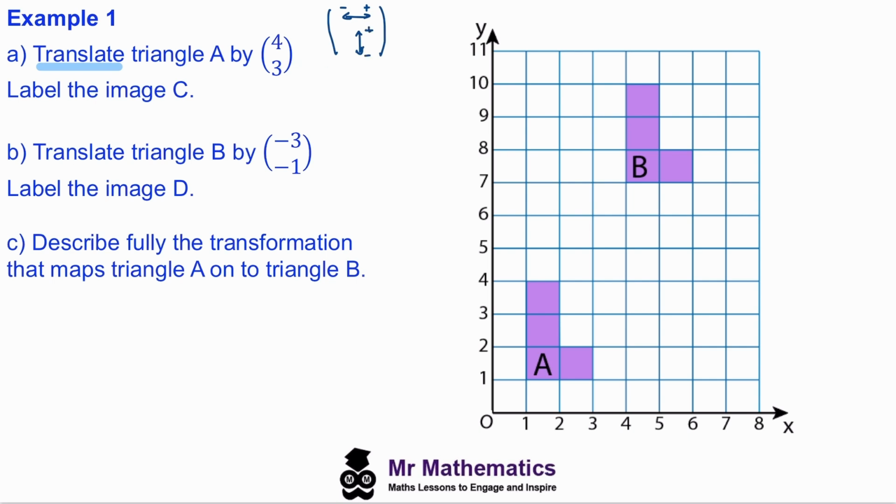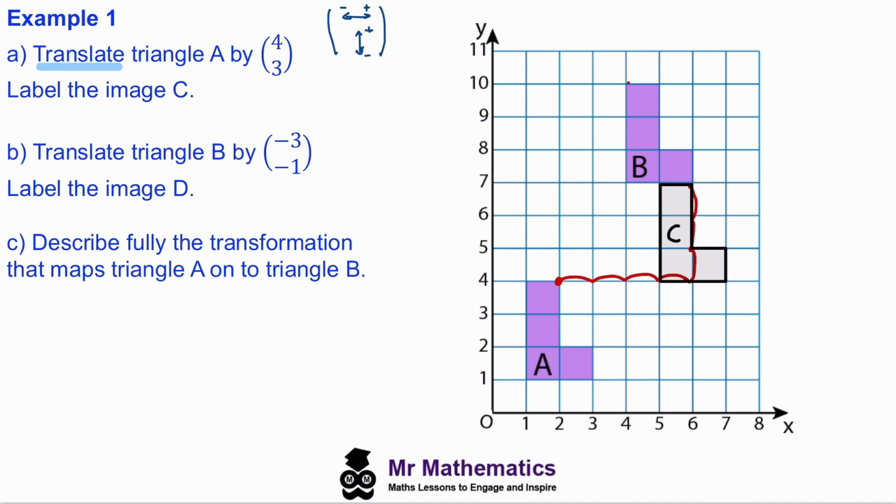Okay? So the way we do this, we pick a vertex on the object, any vertex we like, and then we move this vertex 4 units to the right, so 1, 2, 3, and 4, and then we move it 3 units vertically upwards, so 1, 2, and 3. So we'll redraw this object, and then we get our translated image, and we'll label this image C. So do you want to try and translate triangle B?